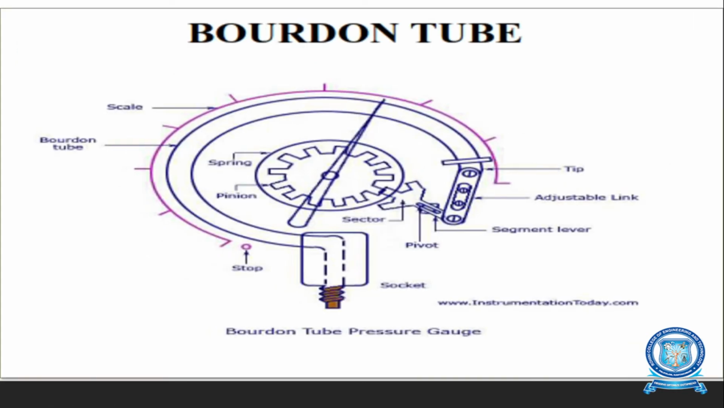Okay, this is the schematic arrangement of the Bourdon tube pressure gauge. In this gauge, there's a socket, bellows, and the Bourdon tube. There's a scale arrangement, the tip of the Bourdon tube, an adjustable link, and a segment lever. There's a pivot, the pinion and spring arrangement, and the pointer.